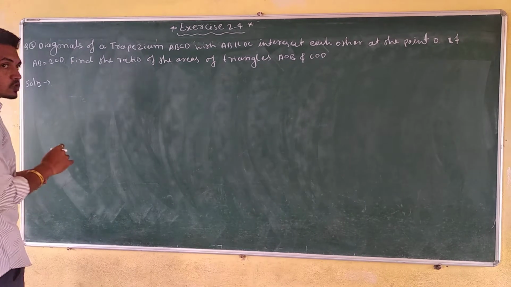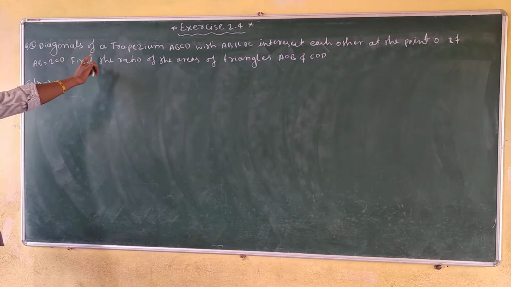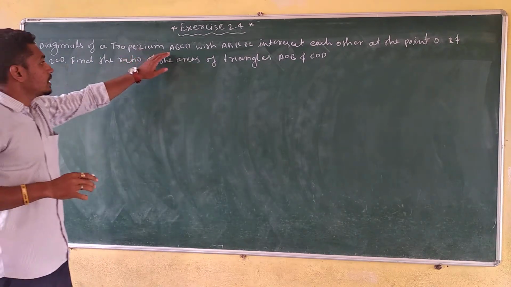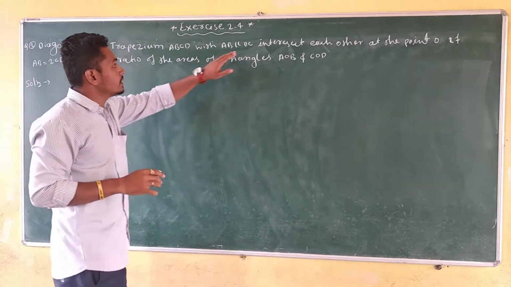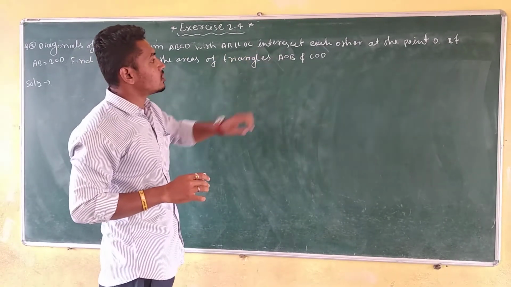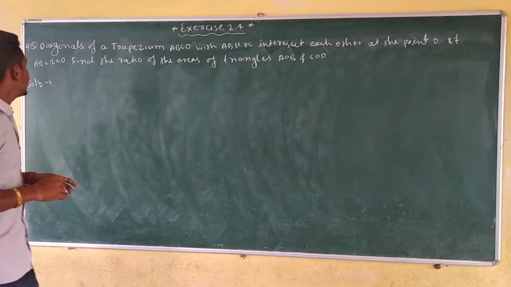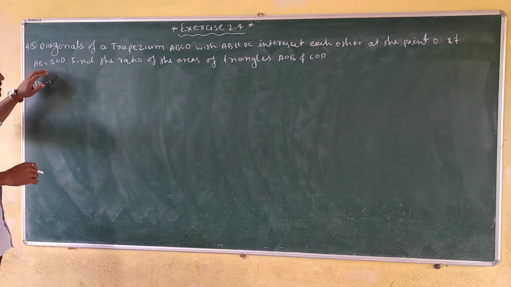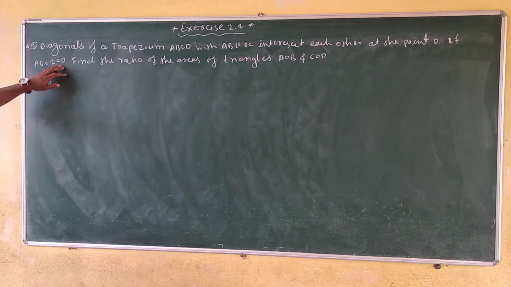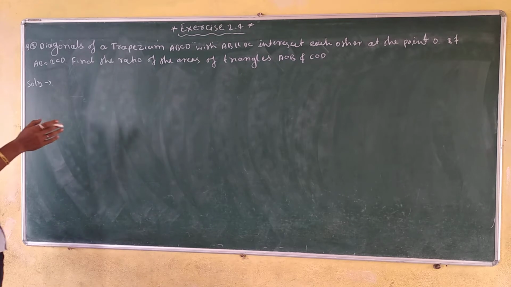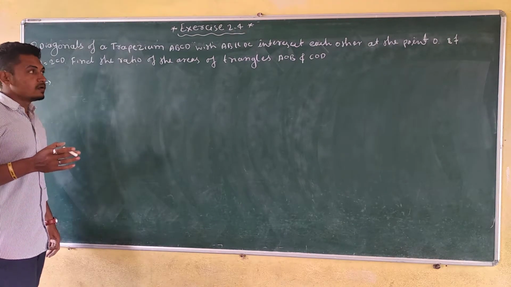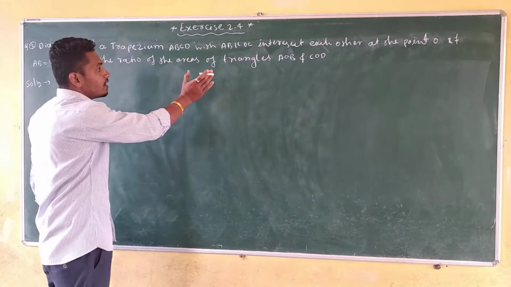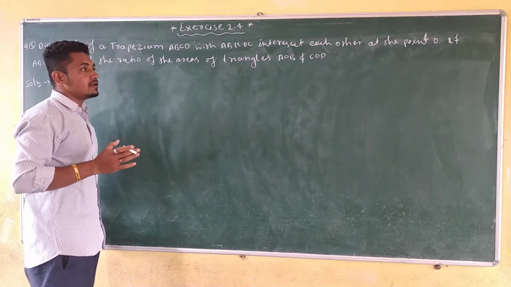Now see here, this is question number 2. Diagonals of a trapezium ABCD, with AB parallel to DC, intersect each other at the point O. If AB is equal to 2CD, find the ratio of the areas of triangles AOB and COD.